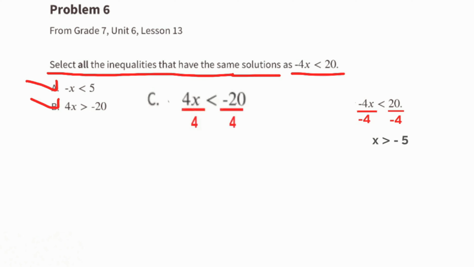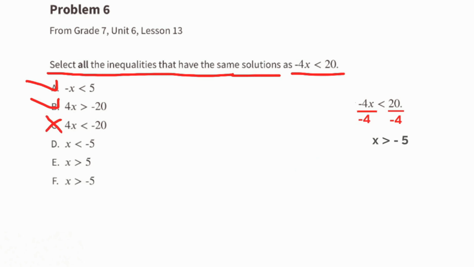Divide both sides by 4, and you have x is less than -5, which is not the same as the original inequality. Let's take a look at D. X is less than -5. That is also not the same as the original inequality. E. X is greater than 5. Well, that's also not the same as the original inequality. F. X is greater than -5. Yes, that one is the same as the original inequality.